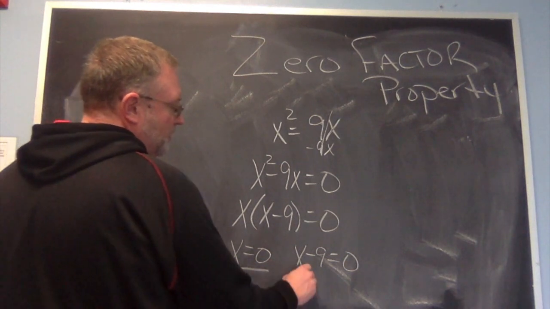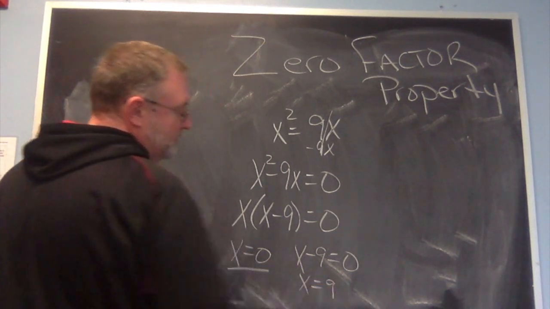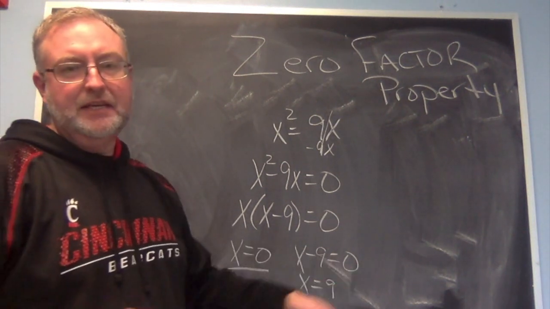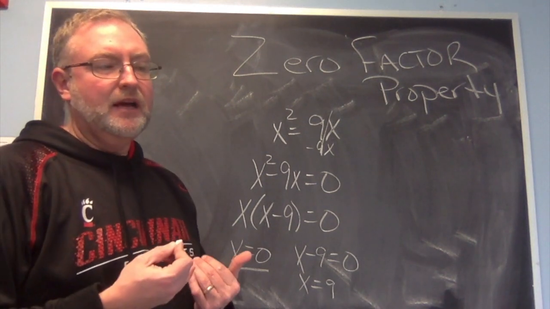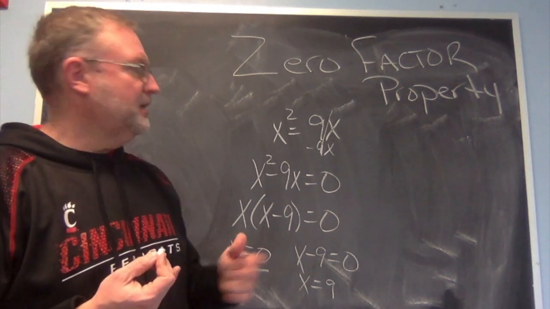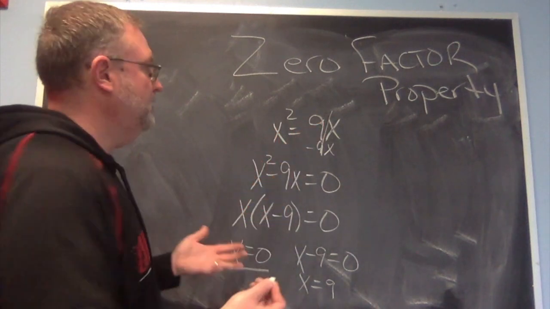So my answers are 0 and a positive 9, because I would add 9 to that to take it over there. So 0 and 9. Now I can go back up there and plug it in, and it should work. All right, let's do the first one.